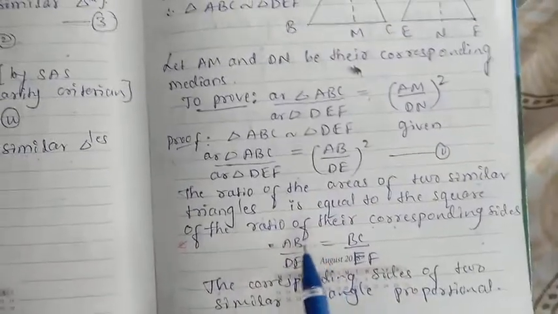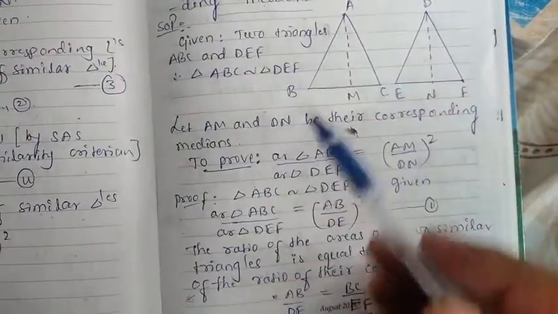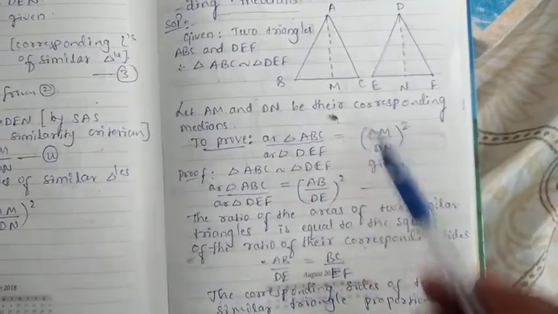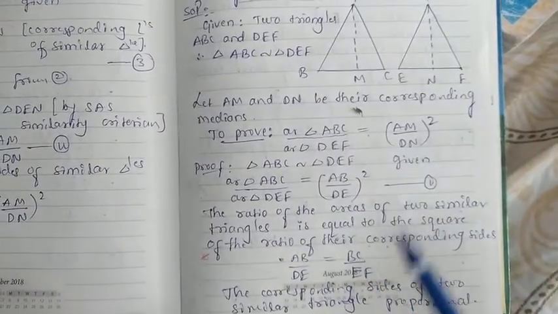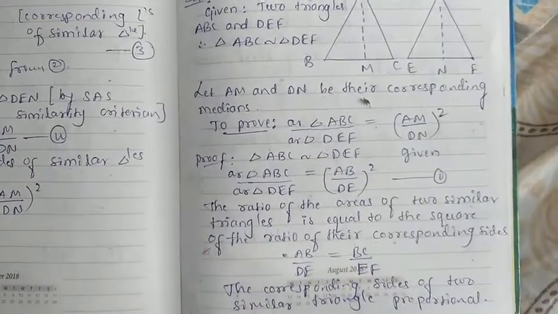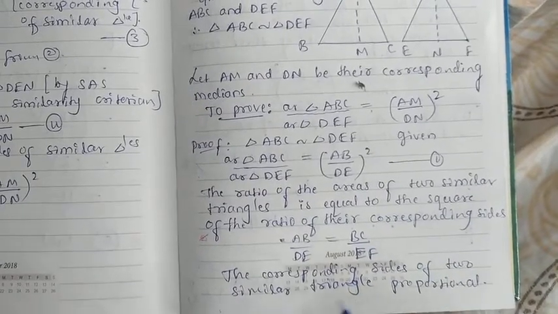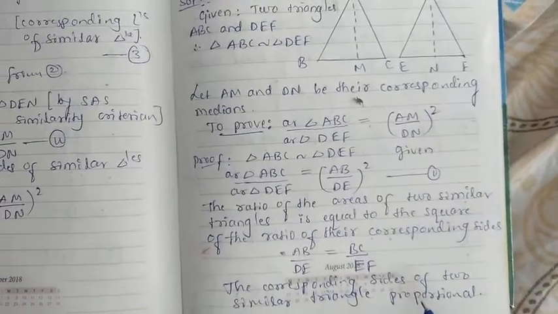Now see, AB divided by DE is equal to BC divided by EF, because the corresponding sides of the two similar triangles are proportional. Correct.